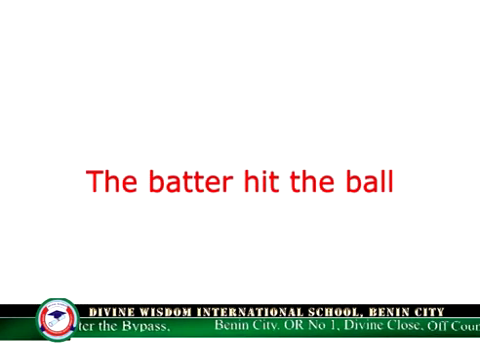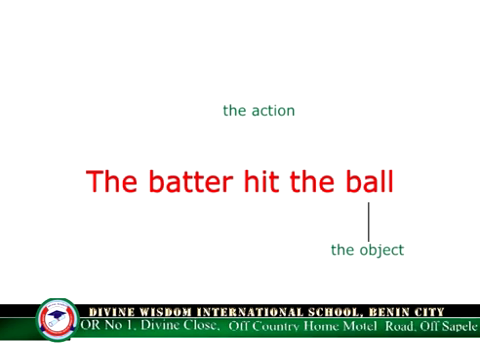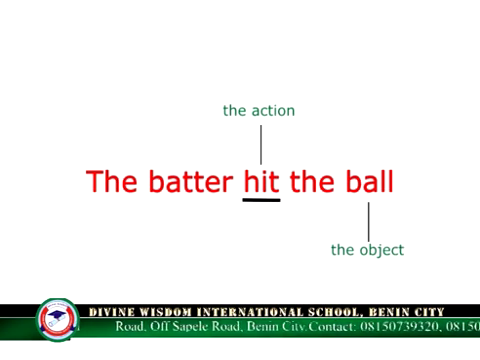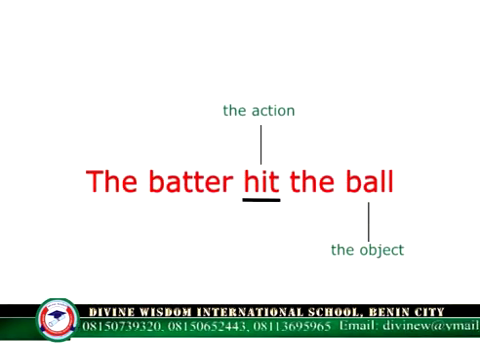Example 1, the batter hit the ball. In this sentence, the direct object, ball, received the action of the verb hit. Let's see if the verb hit has the 2 main characteristics of a transitive verb. First, it is an action word. Second, the action is received by an object, the ball. Therefore, hit is a transitive verb in the sentence.